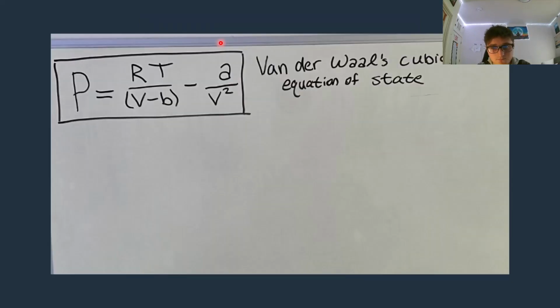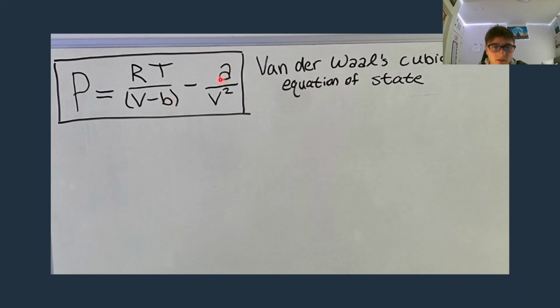So, moving on. Now, to relate this, we have the van der Waals cubic equation of state. And this is what it is right here. The pressure equals the R value times the temperature over V minus B, and B accounts for the volume of the particles. So when you have particles of gas in a container, you have 1 mole. You have a certain amount of particles that take up a small amount of space, but they still take up space. So that's what this is accounting for.